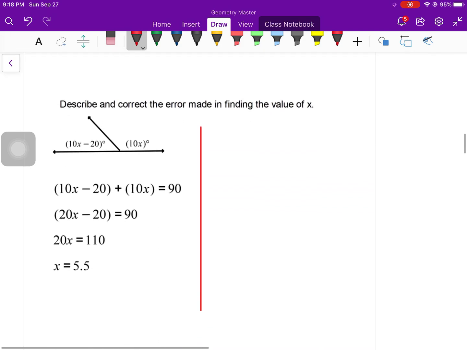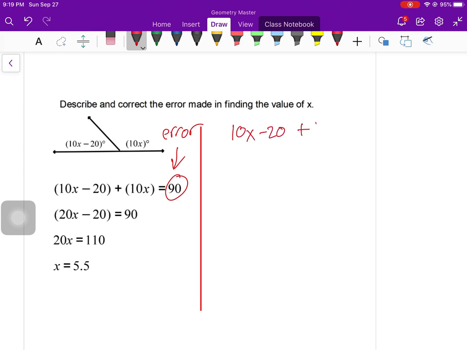So for this next one, it says describe and correct the error made in finding the value of x. When we look at these, we want to basically do the problem ourselves and see if our steps are different. So I can look at these and say, hey, these are a linear pair. That means those two angles added together, instead of being 90, should be 180. So this is the error, the fact that it equals 90 degrees. What I should have is 10x minus 20 plus 10x equals 180.